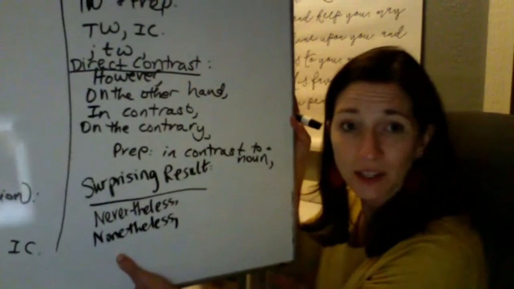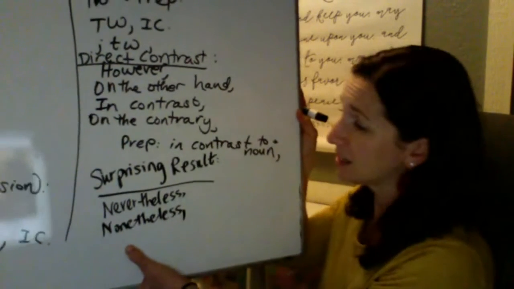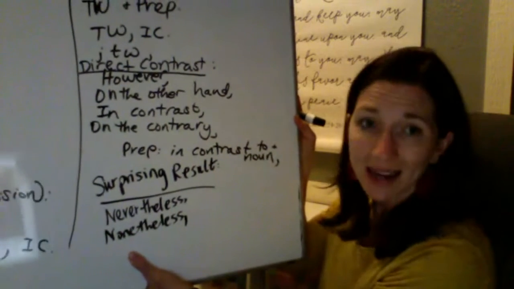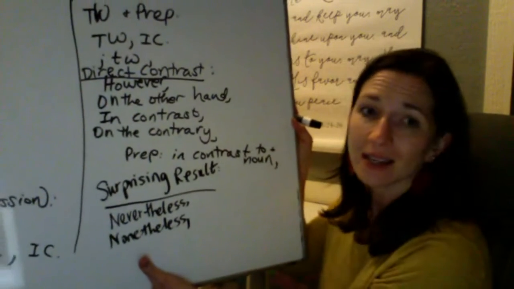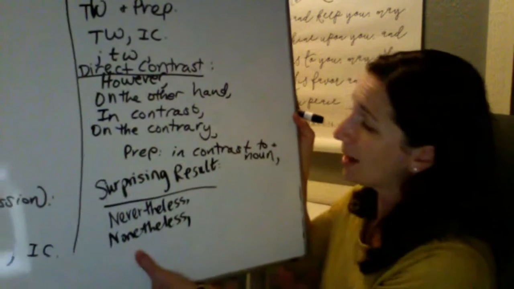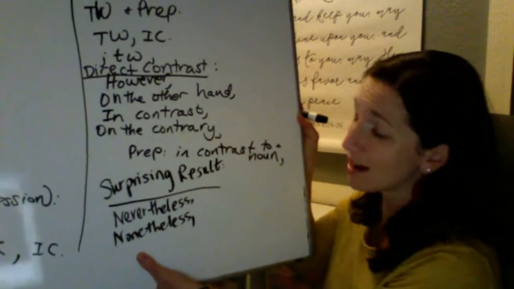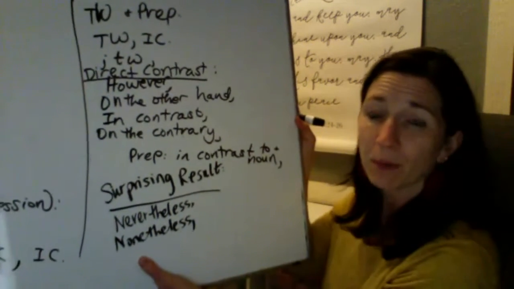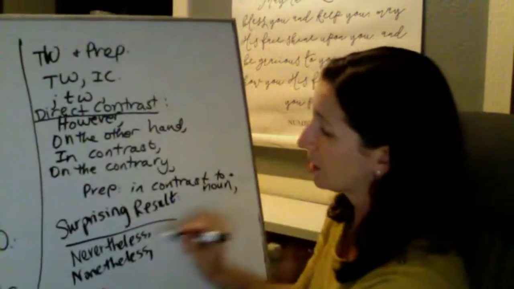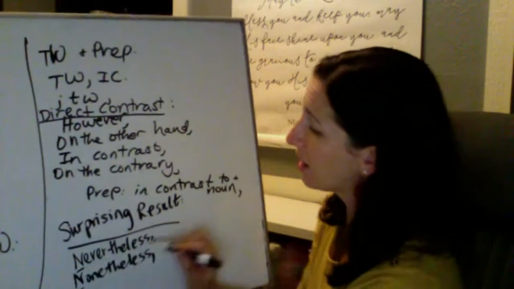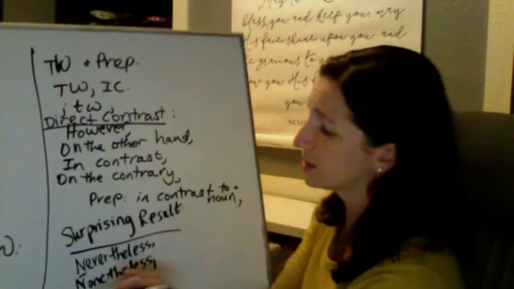They're really easy to use. They come at the beginning of the sentence, and they show a surprise. I studied all night. Nonetheless, I didn't do well on the test. I slept 8 hours. Nevertheless, I'm still tired. Both of these show surprising result, and they are transition words. So they have a capital and a comma, or we can use them with the semicolon.